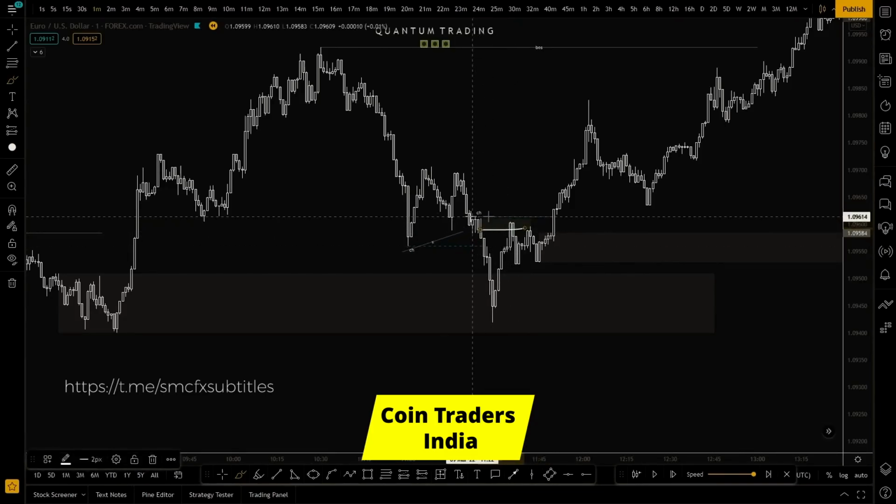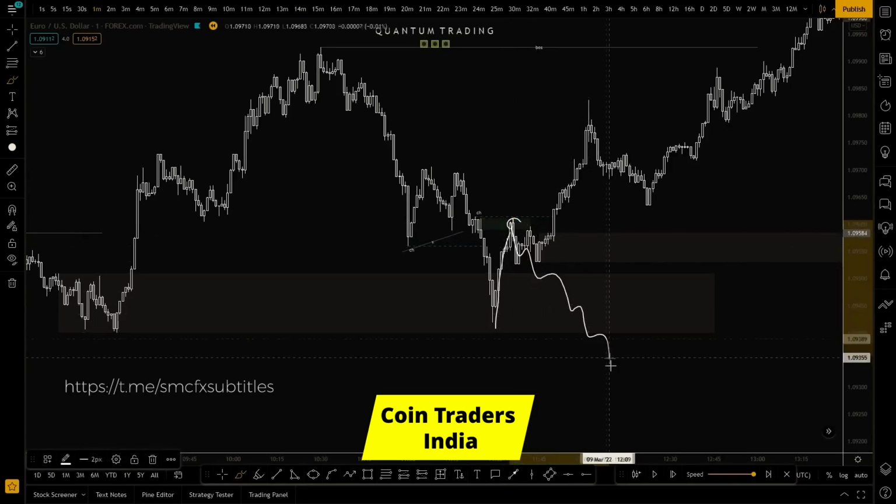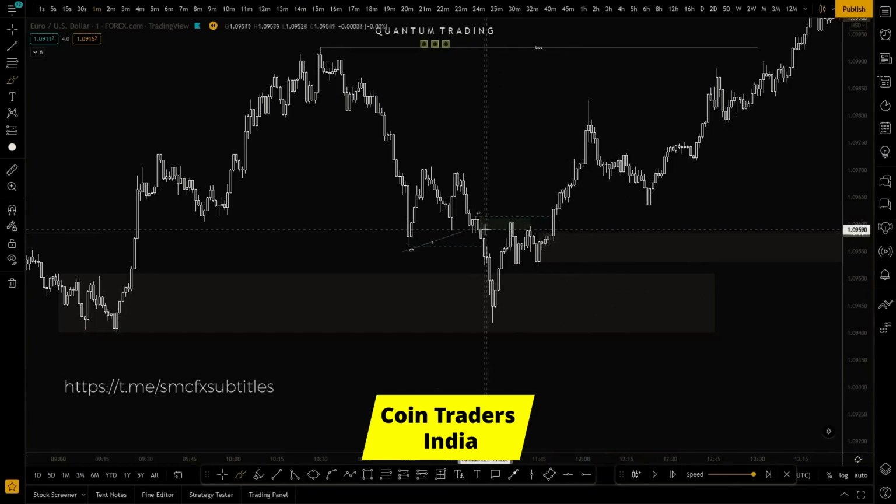We can see this unmitigated wick. We've had the reaction to the supply level, and what do we expect? We'd normally expect price to come and put in a new lower low, but we've had the interaction, price has pulled back down, okay, and then led to the flip. So we've had our entry model criteria here. So where is our entry?